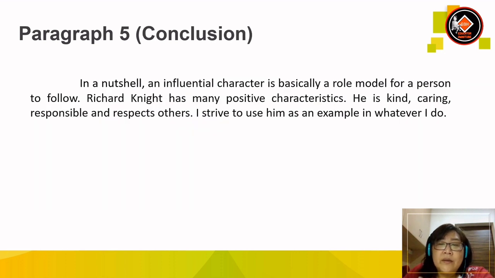And then paragraph 5 will be the conclusion. You can write a simple conclusion such as, in a nutshell, an influential character is basically a role model for a person to follow. Richard Knight has many positive characteristics. He is kind, or you can write he was kind, caring, responsible, and respected others. Or you can write in present tense, okay? Respects others. I strive to use him as an example in whatever I do.